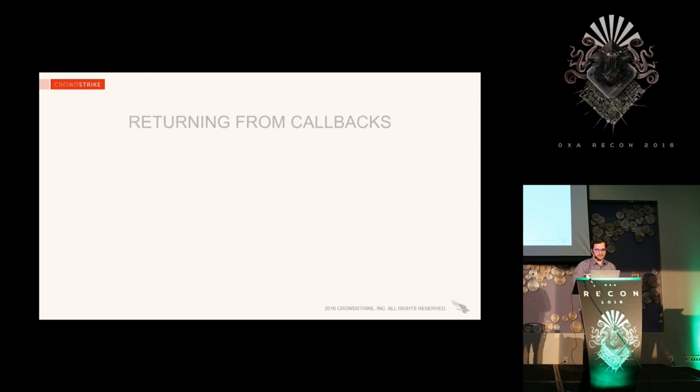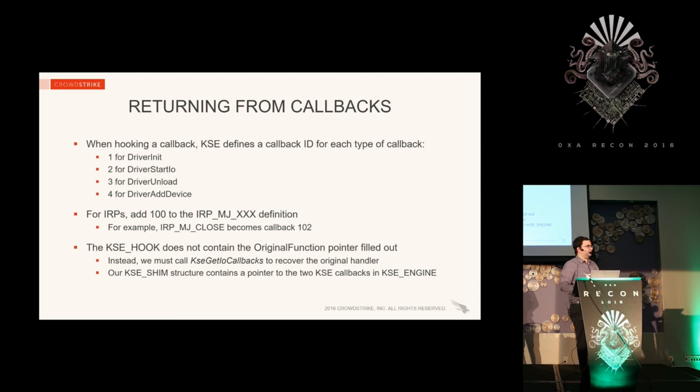So we said that if you have a function, you get the original address. Now, when you hook a callback, you don't actually get the original address filled out. Instead, what you're supposed to do is call this other function, KscGetIoCallbacks, and KscGetIoCallbacks returns to you the original callback. So kind of weird: for functions, you get the address. For callbacks, you have to ask what the address is.